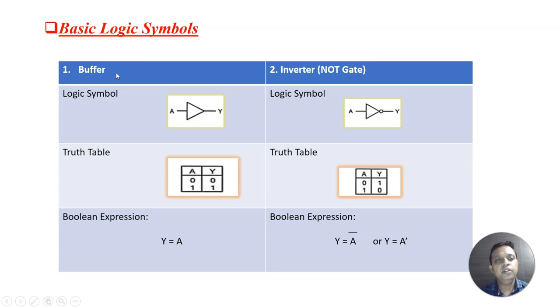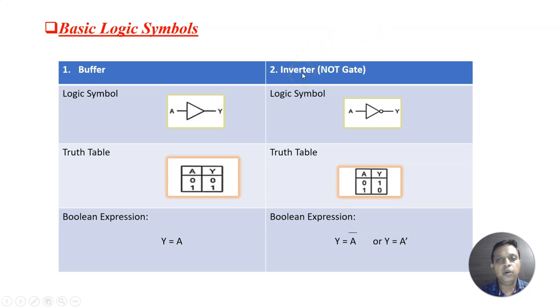Now, firstly, let us discuss the buffer. This buffer is an important element used in electronic circuits or electronic devices, whose logic symbol is as shown in the figure. It has only one input, that is A, and one output, that is Y. Now, the truth table indicates the functional working of any gate. So it has one input, one output. When the input is 0, the output will also be 0. There is no change. When the input is 1, that is high or true, the output will also be 1. What is the Boolean expression for this buffer? That is Y equal to A.